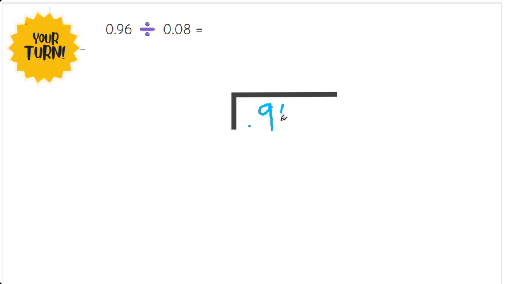0.96 divided by 0.08. Slide, slide. We're going to slide this one 2 times, and then slide this one 2 times. 1, 2. So it comes right at the end here, and raise it to the roof. And now I have 96 divided by 8.